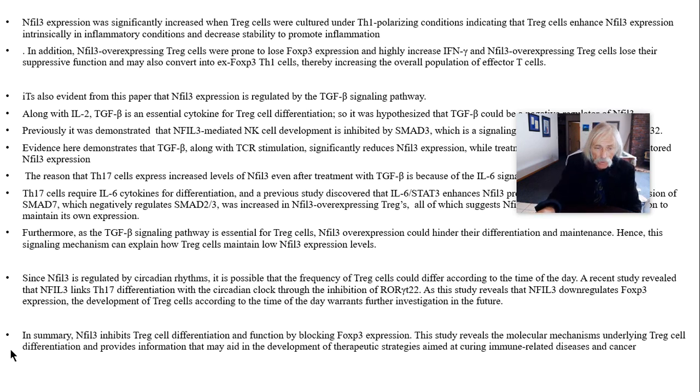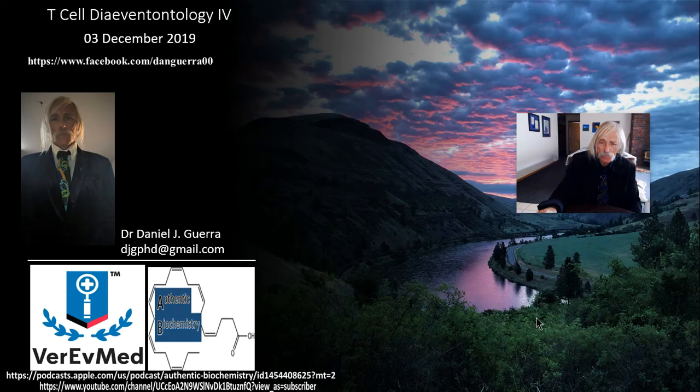You betcha. In summary, infil-3 inhibits Treg differentiation and function by blocking FOXP3 expression. Not a good thing. The study revealed that the molecular mechanisms underlying Treg cell differentiation provide information that may aid in the development of therapeutic strategies, what I just said, for immune-related diseases, autoimmune diseases included, or just pro-inflammatory responses, and of course cancer, which tends to suppress the immune response. So we are done here today. We got to where I wanted to get to.